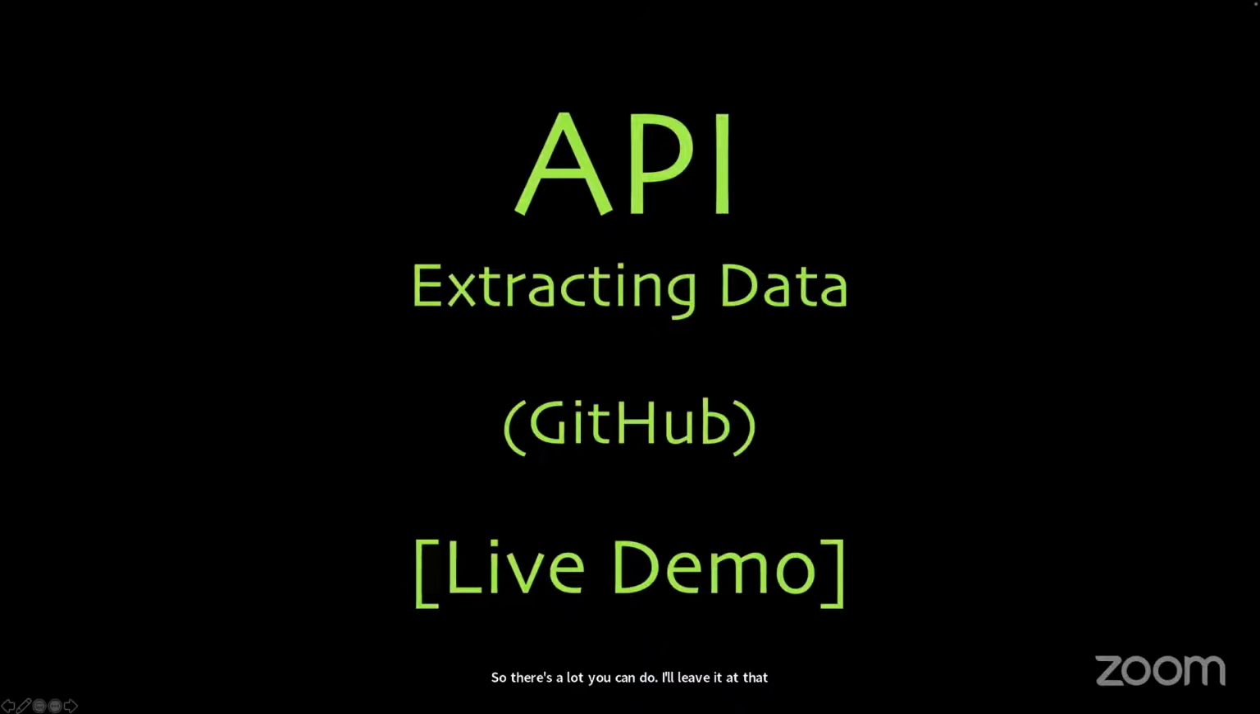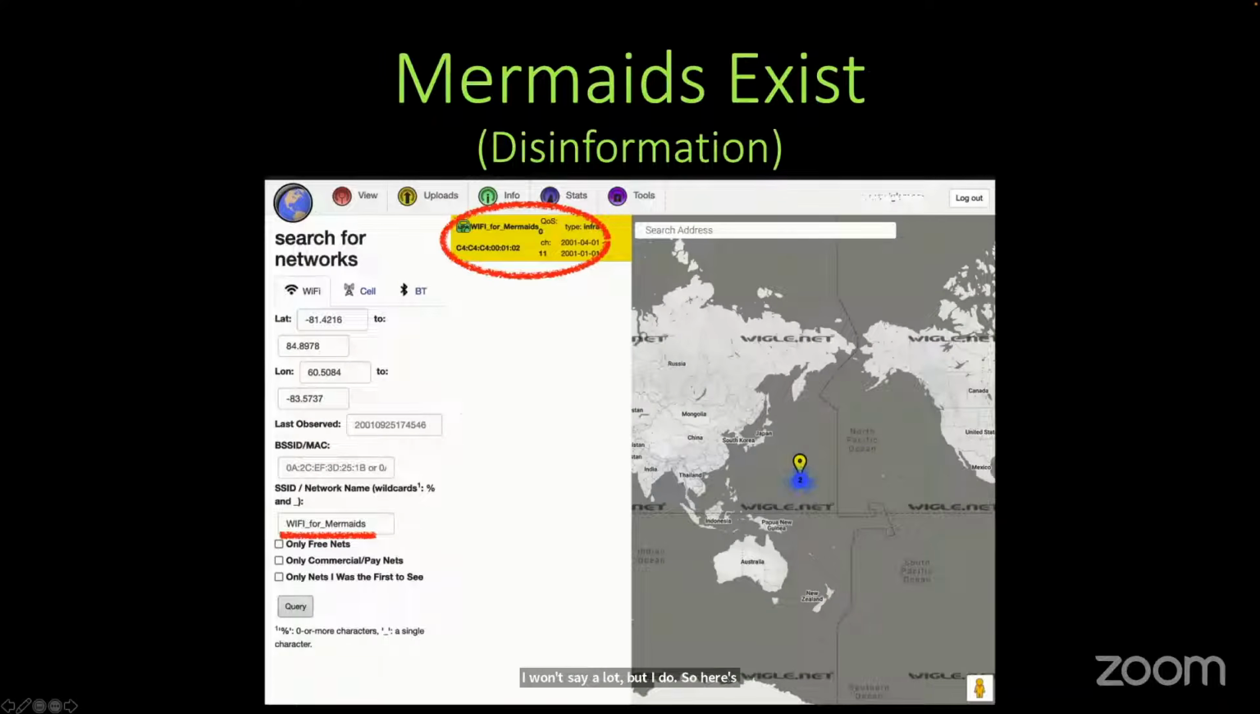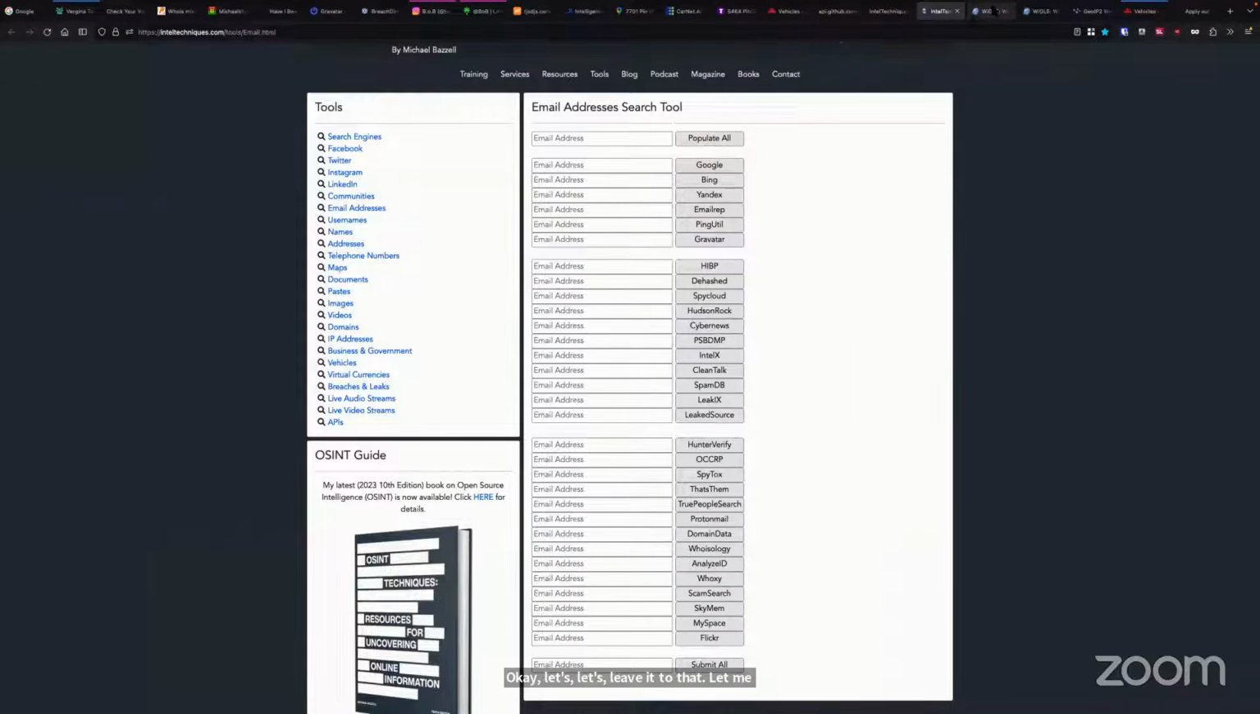APIs, we looked at GitHub API extraction. So I'll skip this, but lastly, I'll look at verifying information. So don't believe everything you see on the internet. A lot of people do spoil some information online. Well, I won't say a lot, but I do. So here's an example. Mermaids exist. Okay, let's leave it to that. Let me prove it to you.